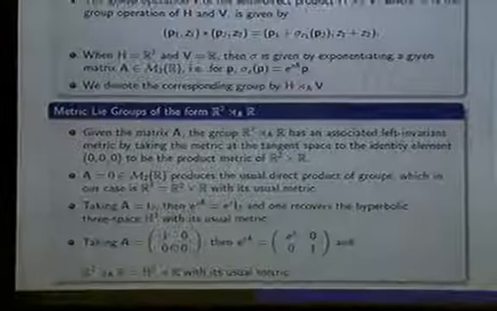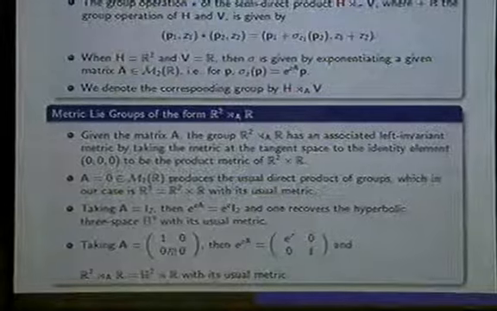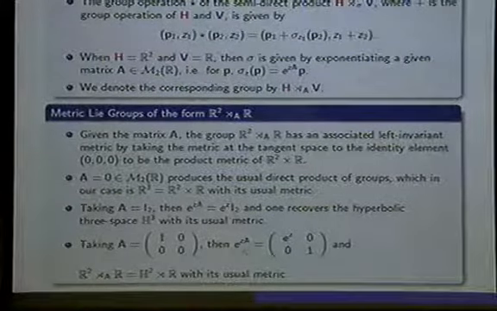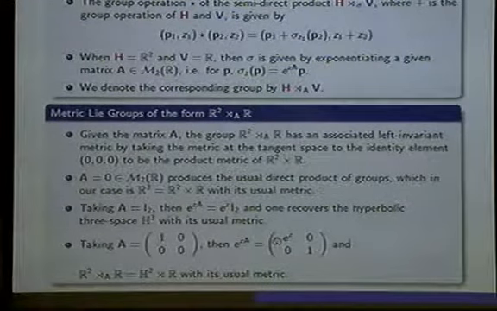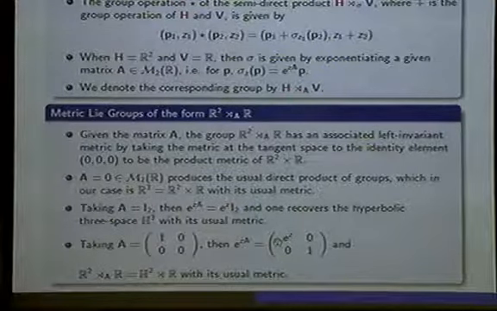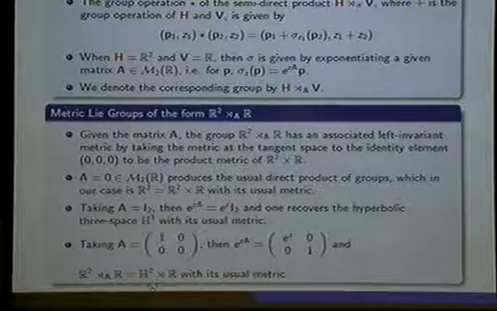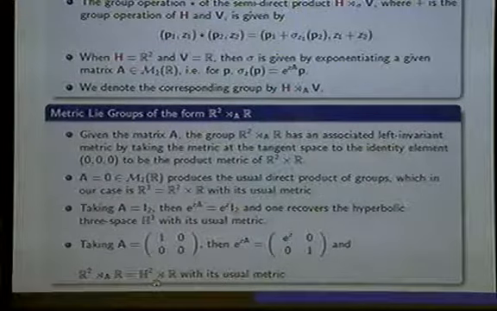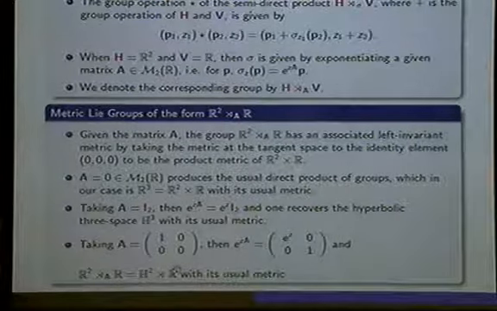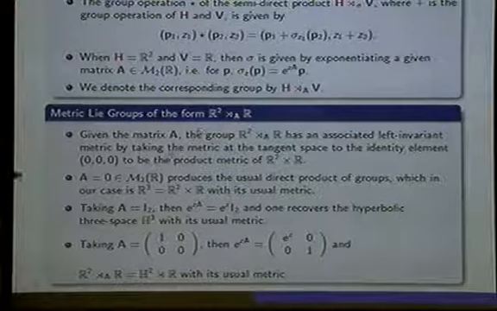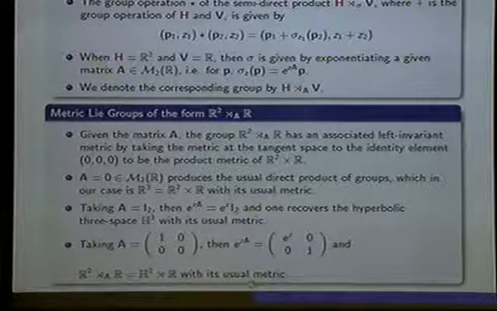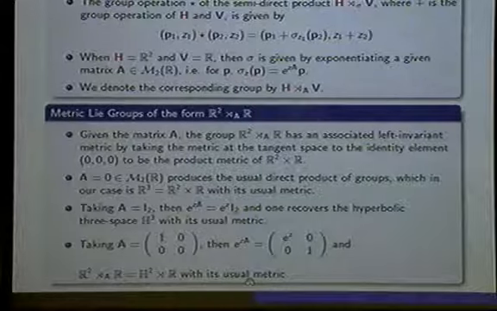If we take this very simple matrix here, of course, when you exponentiate that, it's not hard to see. You can just do it by hand. You get this matrix. That tells you how to do the group operation. And if it's this matrix, we get the usual product metric on H2 cross R. So H2 cross R is, again, a Lie group with a left invariant metric. And it's the metric we get from this procedure here.